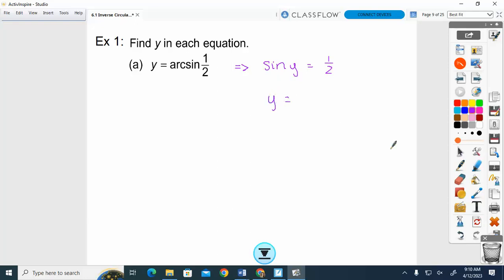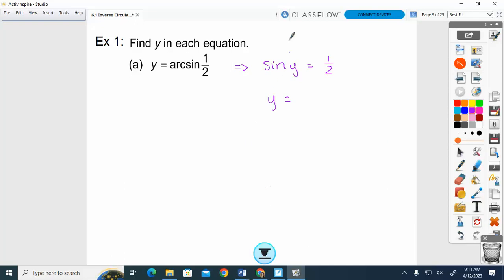Do you guys have a copy of your unit circle handy? Let me just talk about it. On your unit circle, sine was your y value, right? So it's like saying, tell me the angle where your y is equal to 1/2. If you're just looking at your circle, it happened at pi/6 and 5 pi/6. How do I know which one is my answer?